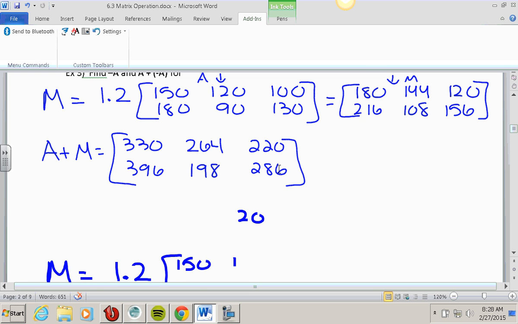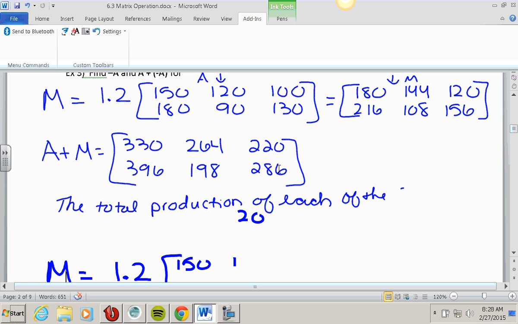So what in the world does that represent? Well, what it represents is the total production of each of the three types of kayaks in April and May.